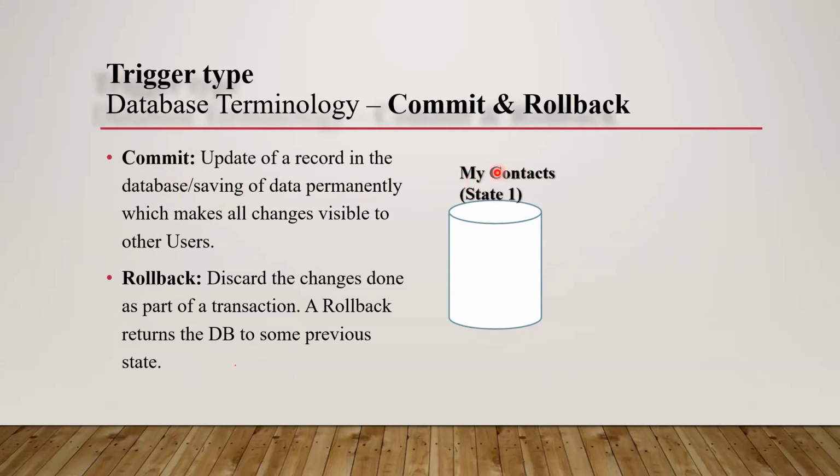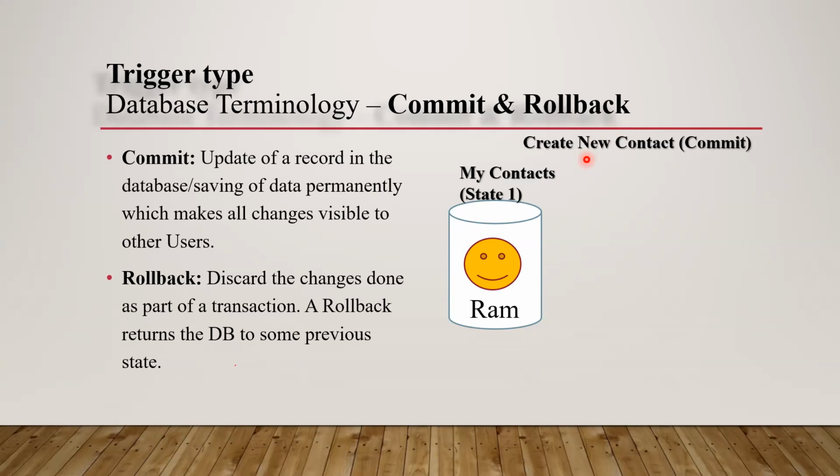This is my contacts. This is just one example, my contacts, and here I am trying to create a new contact. I went to the contact detail page and entered all the details, like first name, last name, and all the mandatory details which were necessary. After that, I click on the save button. Now when you click on the save button, what actually happens is you are committing a change to the database.